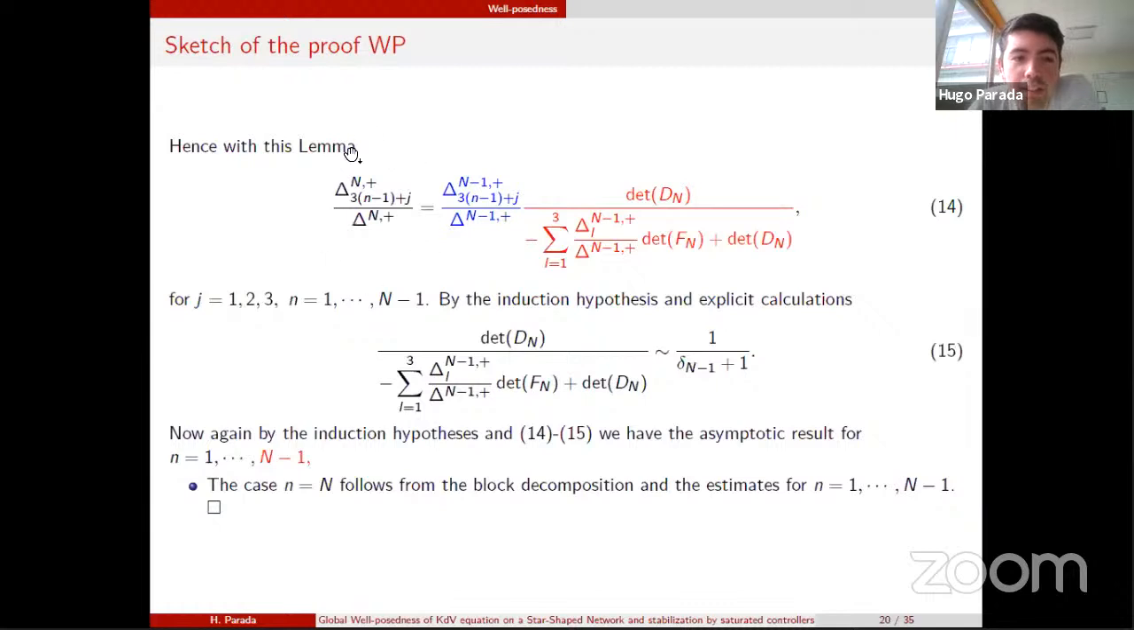Hence, with this lemma, we have that the division that we are studying in the case n is equal to the division in the case n-1 multiplied by this red part. And by the induction hypothesis, we can estimate this. And also we know explicitly these three quantities. So we can see that this division is asymptotically like a constant given there. And as this is like a constant, using the properties for the past case will give the properties in this case. But this only holds for n-1 because in the other case we have to put more focus. We cannot apply this, but for that you can use again the block decomposition to obtain the estimate in the case n equal to big N.